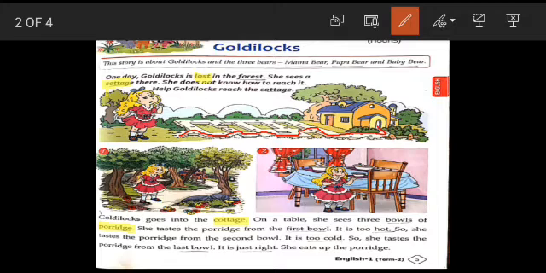The porridge from the small bowl is just right to eat. And she eats up the porridge from the small bowl. Okay, dear students, do you think the porridge from the small bowl belongs to whom? Yes, it belongs to the baby bear. Okay, let me switch on the next slide.